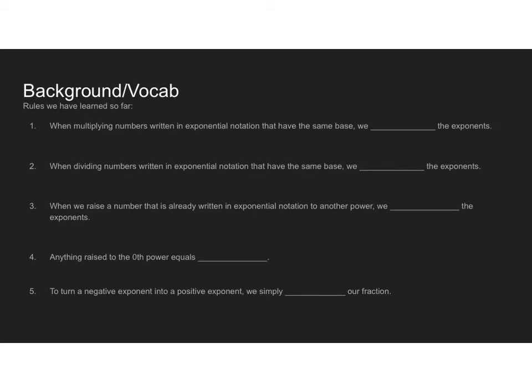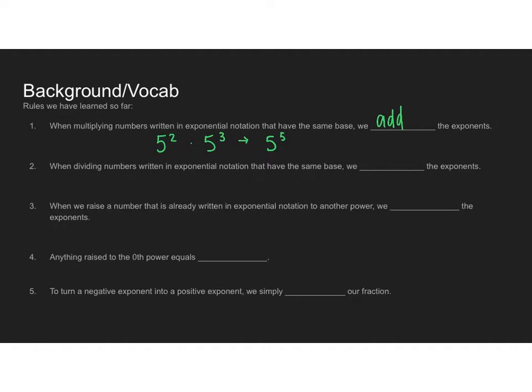Alright, just to begin, we're going to review each of the rules we have learned so far. So when we multiply numbers written in exponential notation that have the same base, we add the exponents. For example, if I have 5 to the second times 5 to the third, this is the same as saying 5 to the 5th power. We just add those exponents up.